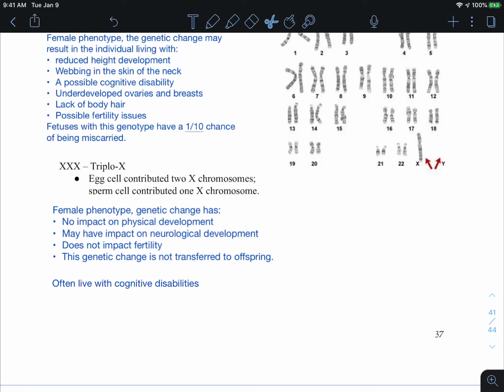But in the end, it does not seem to have much of an impact on fertility. They still have both X chromosomes, so their egg cells will all have X chromosomes in them as well. And the genetic change does not seem to be transferred to offspring. So I'm not sure exactly what happens there. If during meiosis, the eggs with the 2 X chromosomes just have a lower chance of being carried through to the egg stage. But that's what the information says.